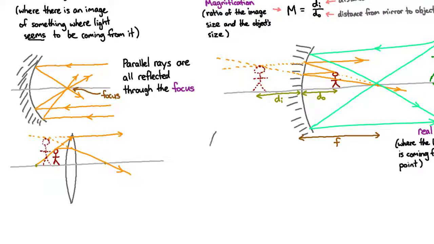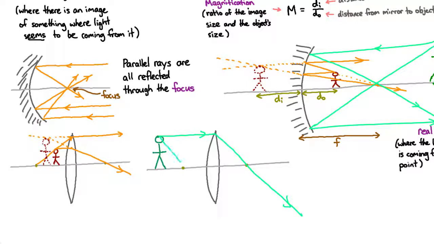Alternatively, if you have someone standing outside the focus, you get a different kind of image, but you work it out the same way. Parallel rays go through the focus, and rays that go through the focus come out parallel. And so here you can see that the light rays really seem to be coming from this point. So that's where the top of the head image is, and that is a real image and an inverted one. So you can see the way you work this out is the same every time. Remember, these things are called converging lenses.